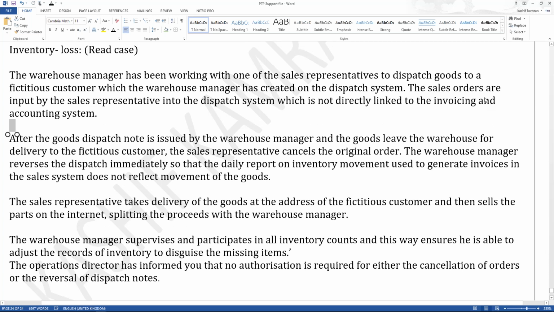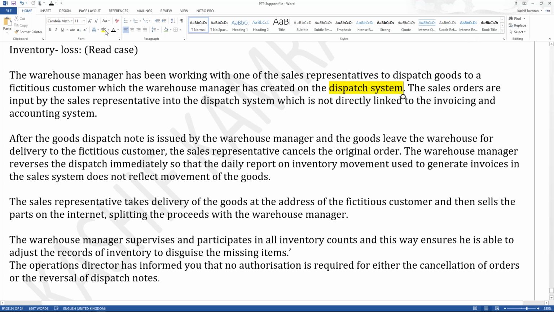Okay, that's great. Now let's do the analysis. Let's see how we can pick procedures. What's the trick, the technique of picking procedures around inventory loss? The warehouse manager has been working with one of the sales representatives to dispatch goods to fictitious customers, which the warehouse manager has created on the dispatch system. There is a dispatch system on which you create fictitious customers.